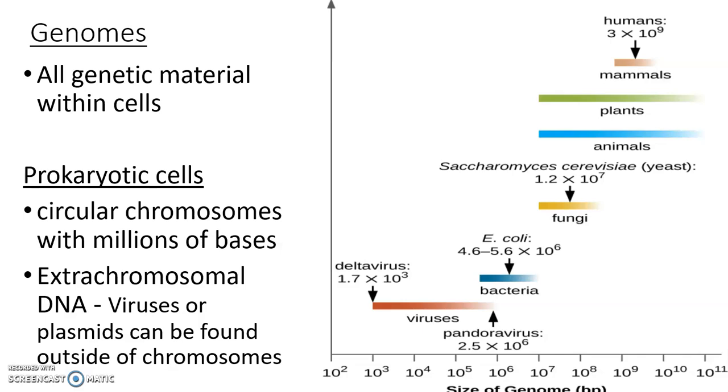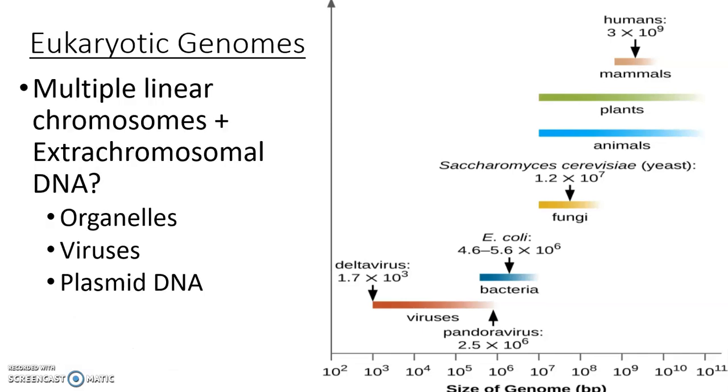But the interesting thing is if you took that chromosome and were able to unwind it, it would stretch out to be about 1 millimeter long. And E. coli is 1 to 2 micrometers. So that DNA that makes up the chromosome is actually about 1,000 times longer than the cell itself, but it is supercoiled to fit into that nucleoid region. And remember, there can also be extrachromosomal DNA, viruses or plasmids that can be found floating outside of the chromosome in the cytoplasm there.